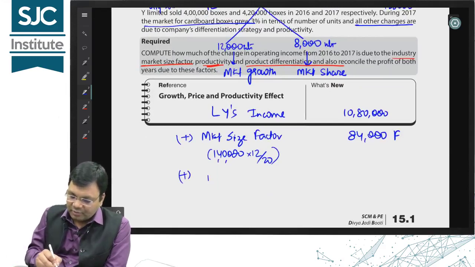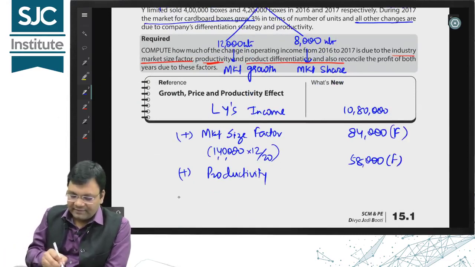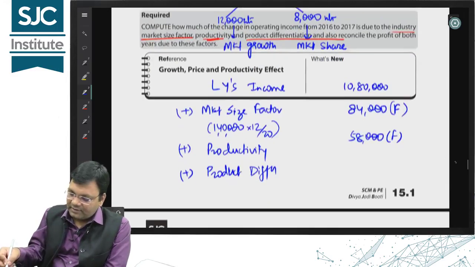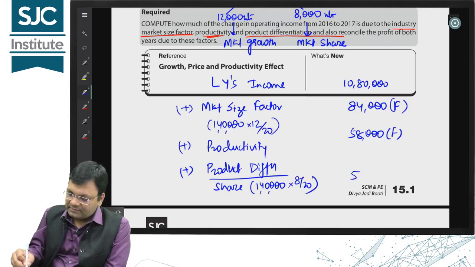Second, they are asking productivity. Productivity is already done: 58,000 favorable. You can check the solution also. It's all well given here. And last is the product differentiation strategy. This should comprise two aspects. One is share. So share will be 1,40,000 into 8,000 by 20,000, which is 40%, which is 56,000. And this will be in the inner column.